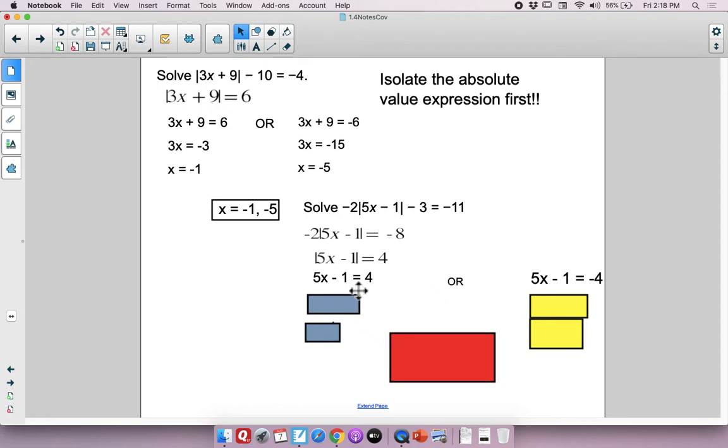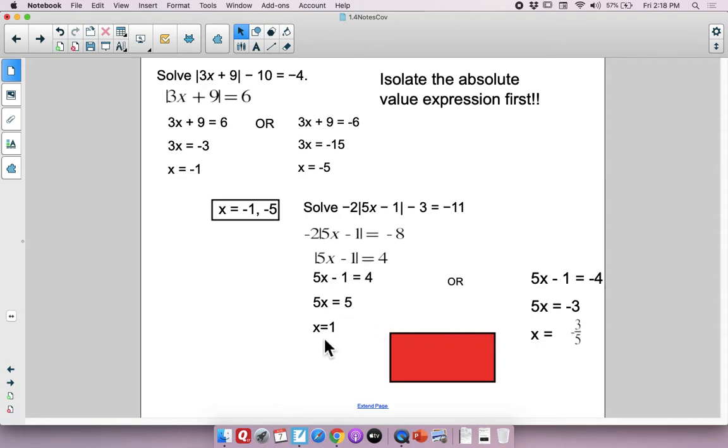Okay. So now let's solve that. You would add 1 to both sides, divide by 5, or multiply by 1/5. You get x equals 1. And here, negative 3 and negative 3/5 would be your answer. Oh, and by the way, can we check these the same way? Yep. It's just that we kind of have double work, right? We would need to check both.